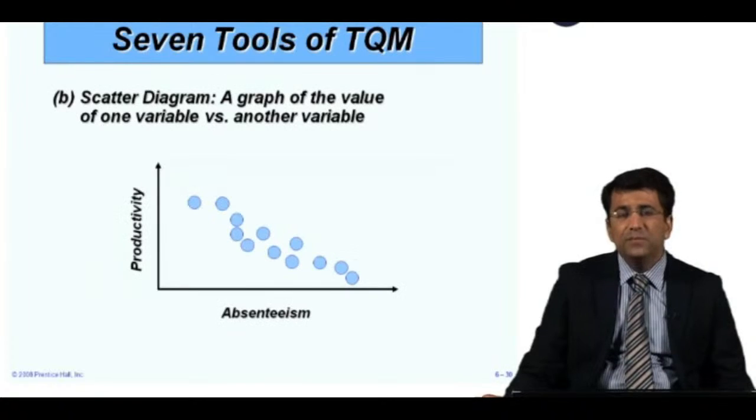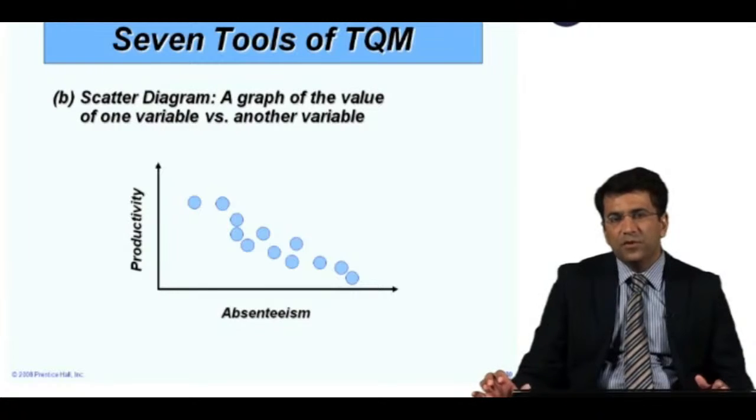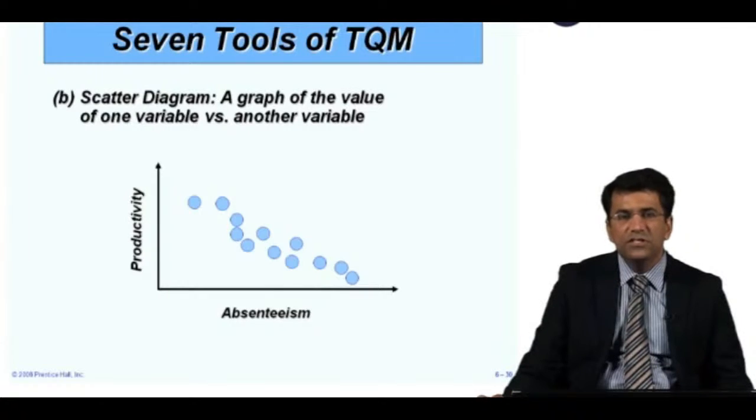Next important tool is the scatter diagram. A scatter diagram is a sort of graph of the value of one variable against another variable. Usually in the scatter diagram, we take two variables of our interest, one on the x-axis and the other on the y-axis, and we plot the different data obtained by the operational manager or the quality manager on this graph.